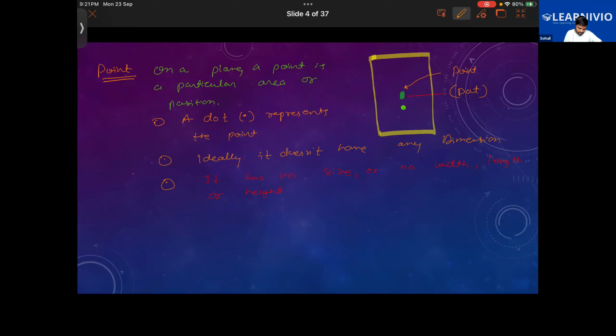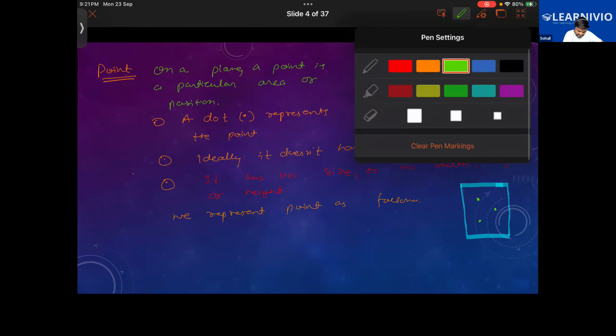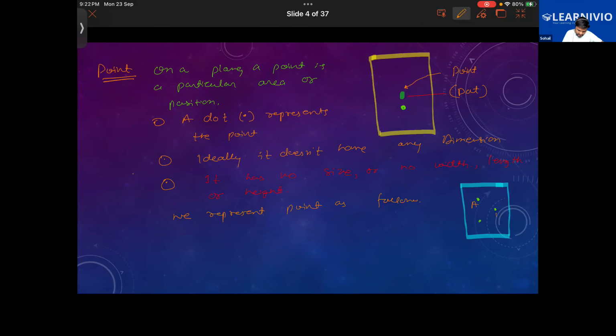Now, further, we'll be learning how we represent a point. Let us take a sheet of paper. Here, let us say there are different points like this. This point, and this point. We can simply represent them by alphabetical letters: this is point A, this is point B, and this is point C. So that is how we'll be representing points on a sheet of paper. That is point A, point B, and point C respectively.